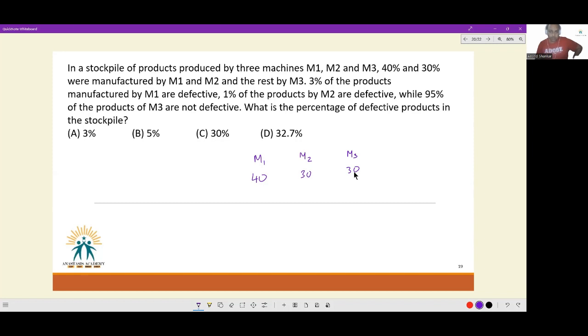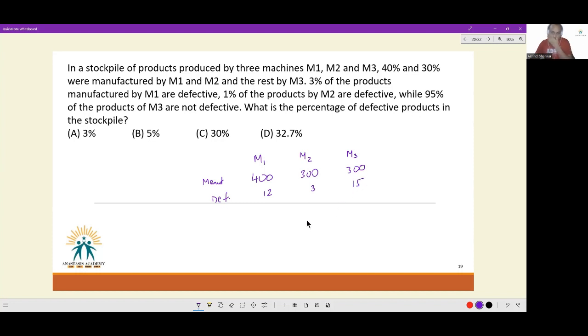3% of the products manufactured by M1 are defective. Because 3% is happening, I'm going with 300, 400, 300, and 300. These many units are being manufactured. 3% of this will be 12. Defective will be 12. 1% here, so 3. And next is 95% of the products of M3 are not defective, so 5% are defective. 5% of this is 15.